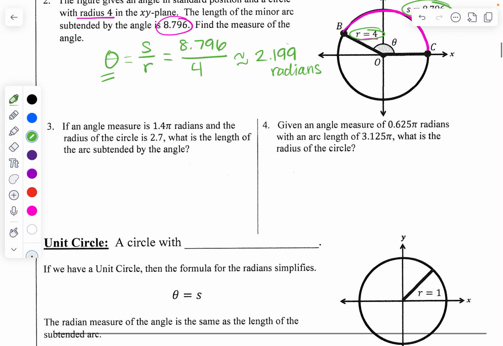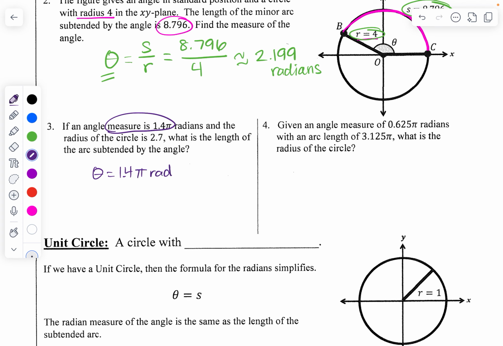Okay, so part 3. If I'm looking at this angle measure, we call that theta, it is 1.4 pi radians, and the radius of the circle is 2.7. What's the length of the arc? So we're looking for the arc.